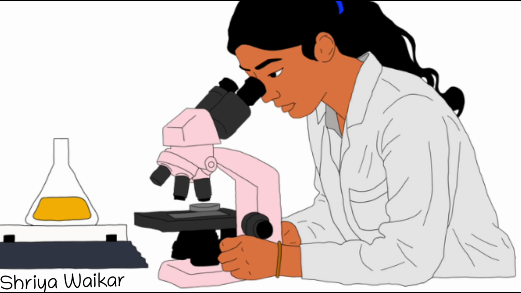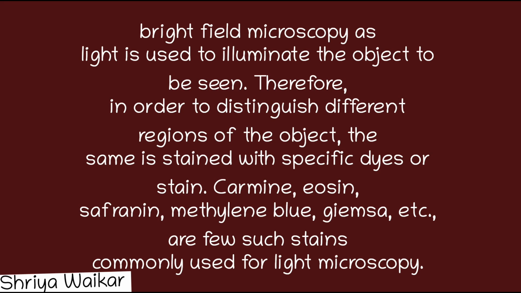As light is used to illuminate the object to be seen, in order to distinguish different regions of the object, it is stained with a specific dye or stain. Carmine, eosin, safranin, methylene blue, Giemsa, etc. are a few such stains that are commonly used for the light microscope.